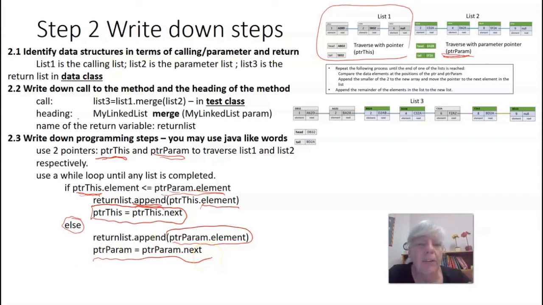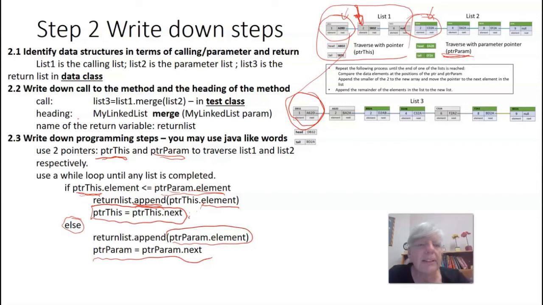So I have 2 pointers. A pointer this, that's running in this list, and a parameter pointer that's running in that list. The if says, if this one is smaller than that one, add that to the return list and advance the pointer. That is what this line does. If it's not, it means that the other one would have been smaller. I have to add that and I need to advance the pointer.